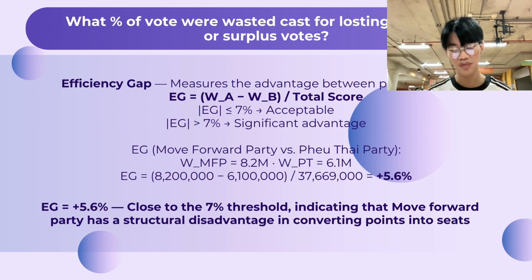So the efficiency gap of the Move Forward Party versus the Pheu Thai party. The MFP equals X.2 million and Pheu Thai equals 6.1 million. So the EG equals plus 5.6%. So the efficiency gap equals 5.6%, close to the 7% threshold. It indicates that the Move Forward Party has a structural disadvantage in converting votes into seats.